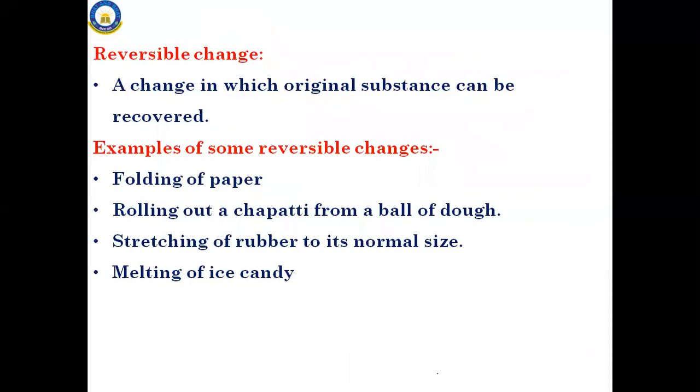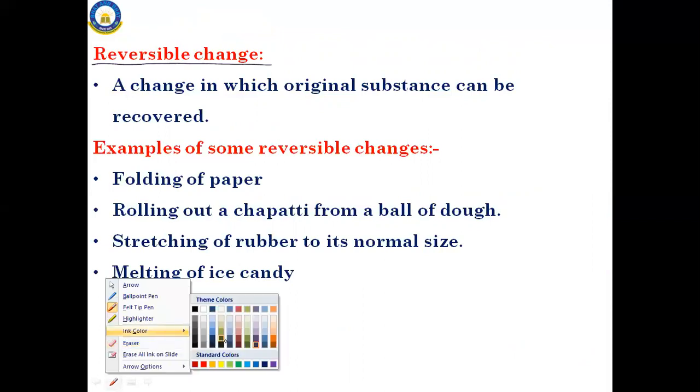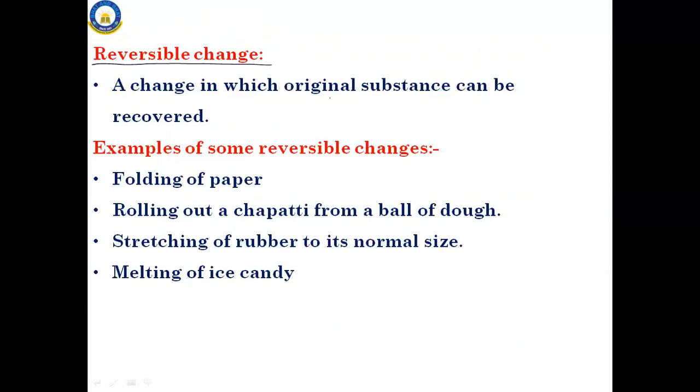The next one, we are specifically talking about reversible change. Now I'm taking reversible change as an example, and I'm going to explain it. A change in which the original substance can be recovered, we call reversible change. I'm just going to take one simple example here.